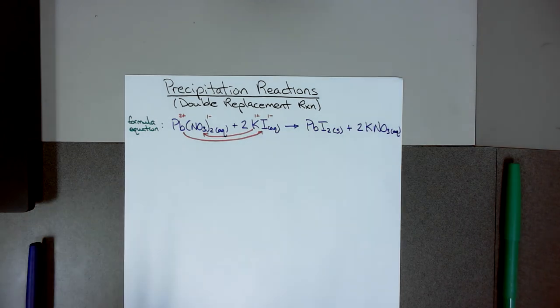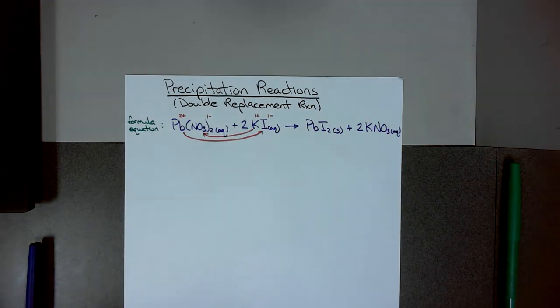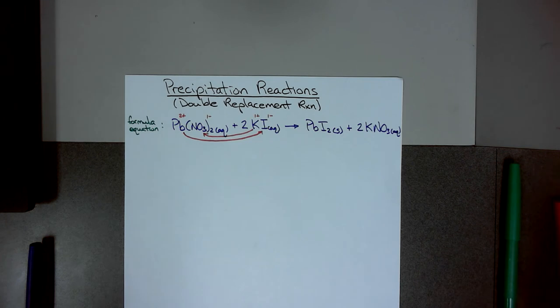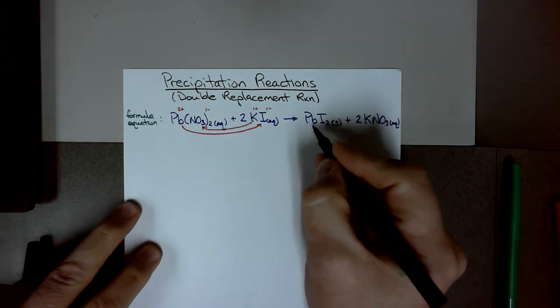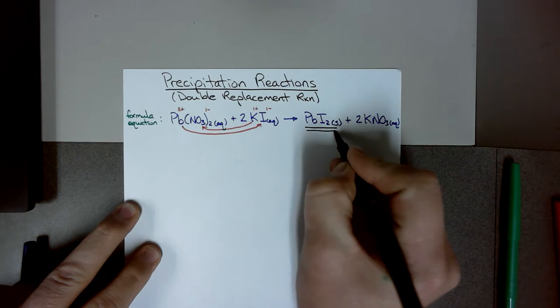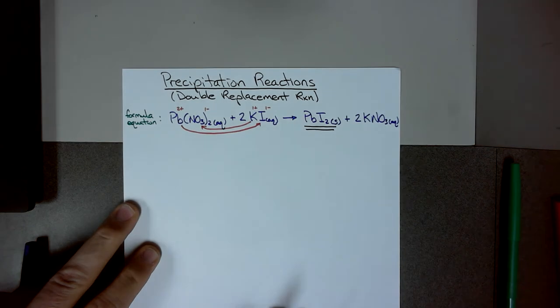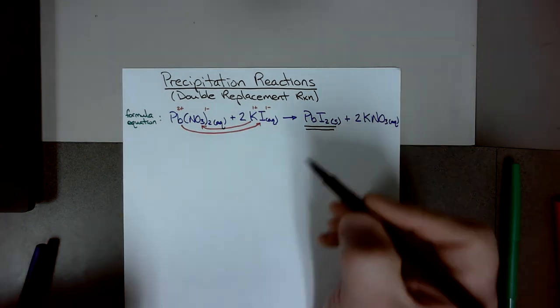So we have a double replacement. The positive with the negative, positive with the negative. And the reason they're called precipitation reactions is because in order for the reaction to occur, you have to form a solid from the mixture of the 2 solutions. So in this case we have a solid.